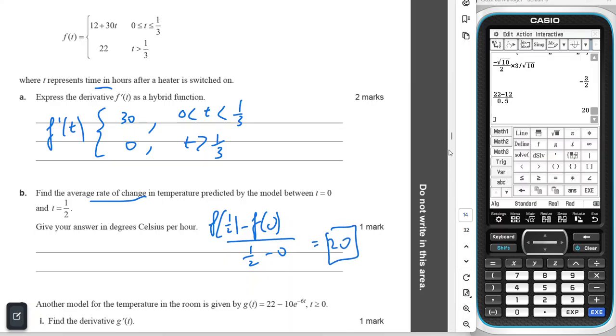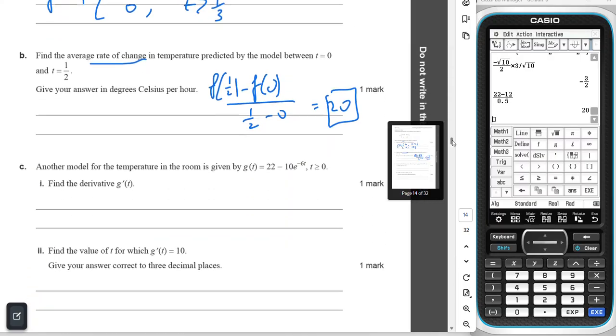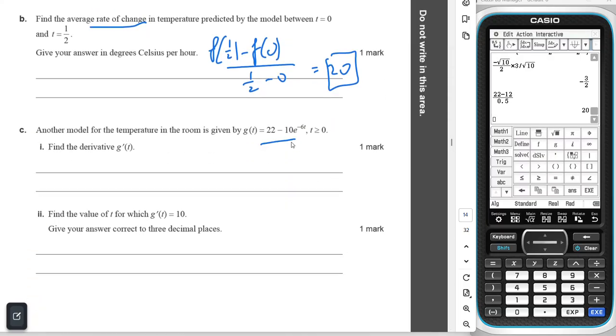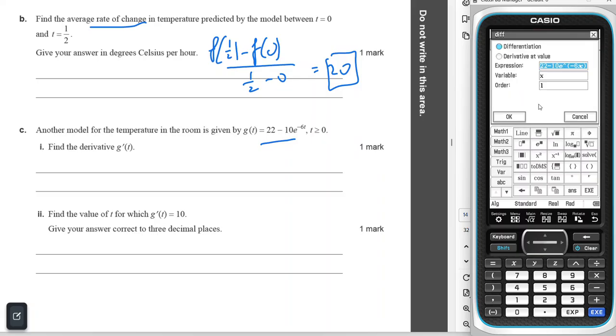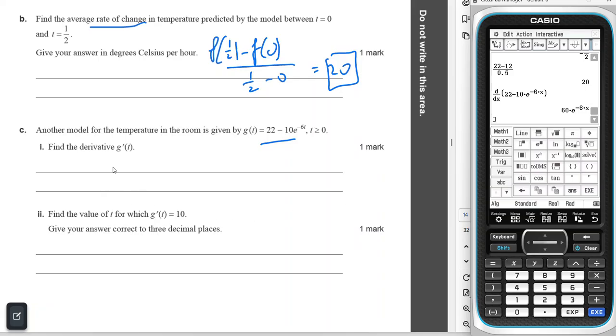Question part C. Another model of temperature of the room is given by this. Find the derivative of that. Okay, 22 minus 10 e to the minus 6x. Yep, that looks good, and I'll take the first derivative, and that gives me g dash of t equals 60e to the minus 6t, or you can write 60 over e to the 6t, either is acceptable.